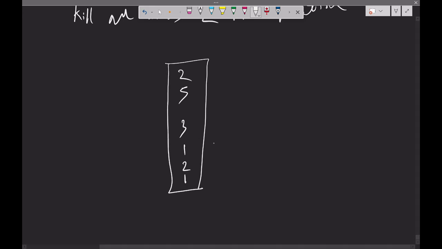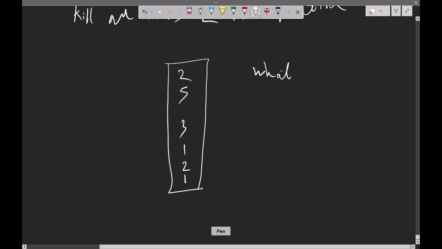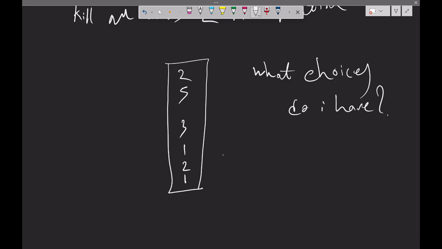Okay, so in one operation, what can I do? What choices do I have? Suppose I am at this index. From here, how would I kill this mob? Let's mark the mobs first: 1 2 3 4 5 6. So how can I kill the third mob?